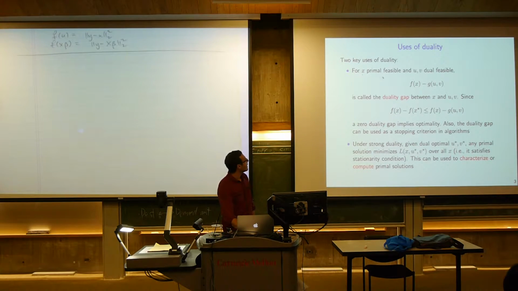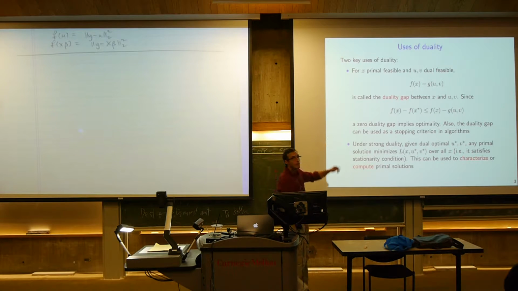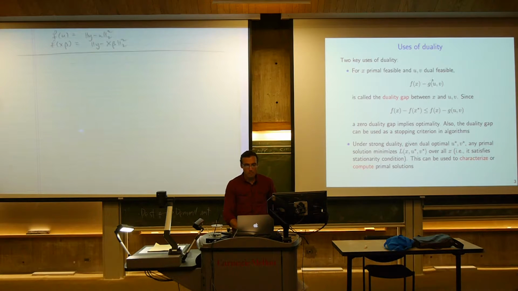For any x that's primal feasible and u, v that's dual feasible, this quantity, the primal criterion minus the dual criterion, we call the duality gap between x and u, v. First thing, notice that this is always non-negative, because by construction, for any primal feasible x and dual feasible u, v, this function g has to be smaller than this function f.